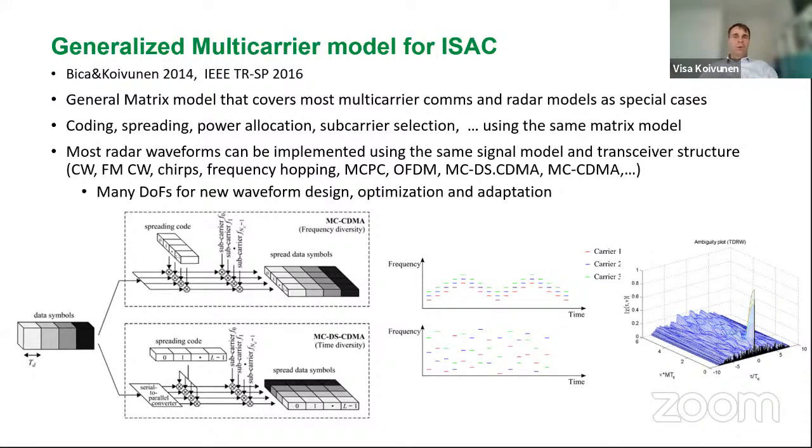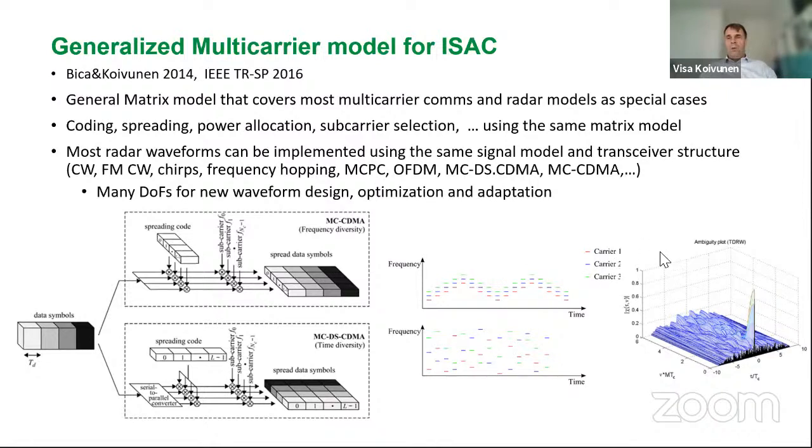And then if you think of many of the radar waveforms, continuous wave, FMCW, all these chirps and frequency hopping, and then MCPC, OFDM, multi-carrier DS-CDMA, and multi-carrier CDMA, all of these would be special cases of such a generalized multi-carrier radar model. And then that's just some description of how these different models would fit into this generalized model, and examples that use step approximation of these chirp signals or frequency hopping signals, and so on and so on.